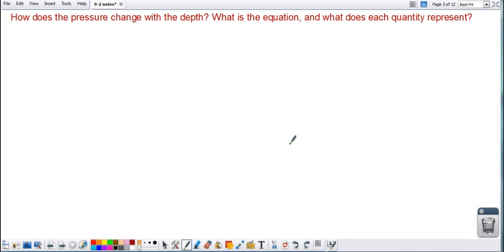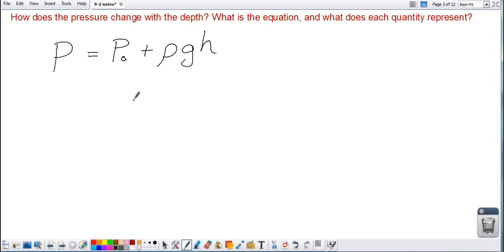So, we talked about pressure and depth and how when you go deeper into a pool, you feel more pressure. So what does that mean, and what equation are we going to use? Well, the equation we're going to use is this. The pressure is equal to the pressure at the top plus the density of the fluid times the gravitational field constant times the depth. And we're going to derive this equation in class. However, you do need to know the equation and need to know what each of the terms means.